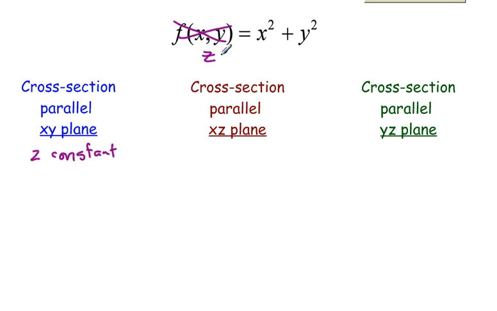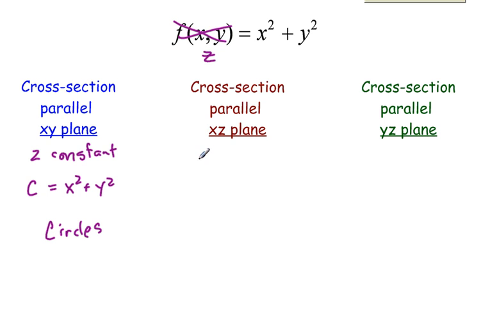Remember, this can be just rewritten as z. Z is going to be our constant value. And everything parallel to the xy plane are graphs that are in the form x squared plus y squared equals c. And we should recognize right away, oh, that's a circle. The radius would be the square root of c. And so we have circles if we are parallel to the xy plane.